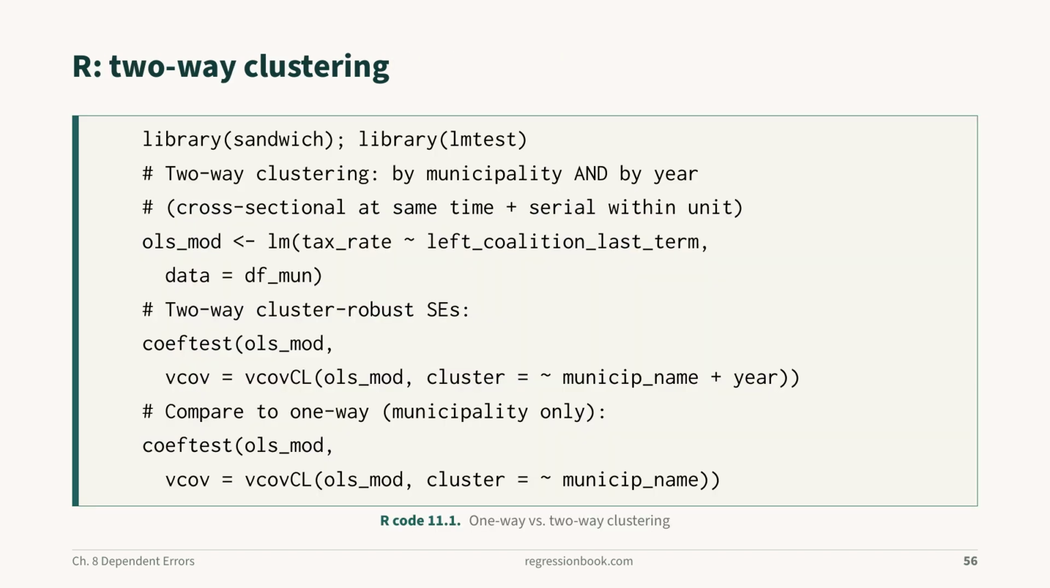Two-way clustering in R is written as a formula inside the covariance call, cluster by municipality plus year, then compare it directly against the one-way municipality version below it. 2 lines of code, and the comparison between the two sets of standard errors itself tells you whether cross-unit correlation within periods actually matters for these data.